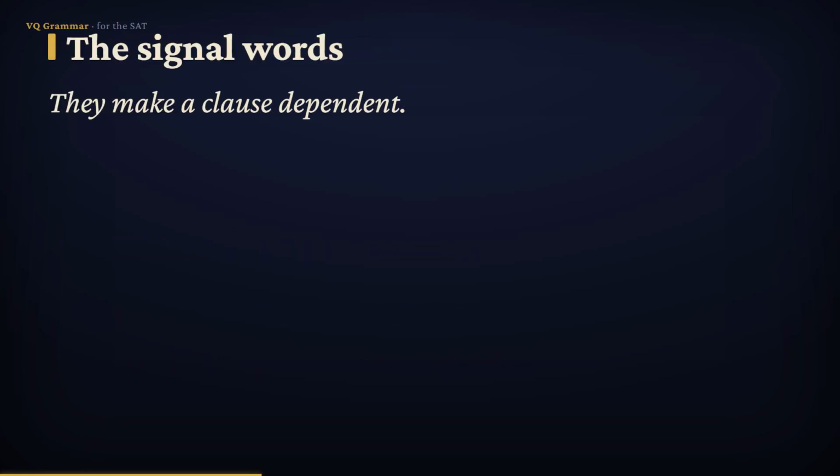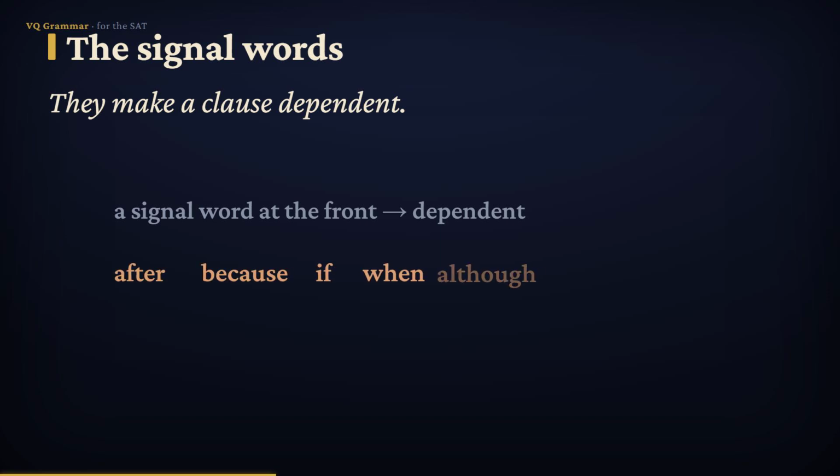Now it's complete. How does a clause become dependent? A signal word at the front. There are two kinds. Subordinating conjunctions like after, because, if, when, and although, and relative pronouns like who, whose, whom, which, and that. Watch the magic.